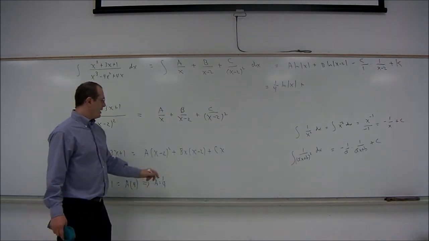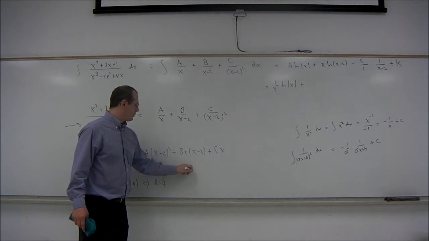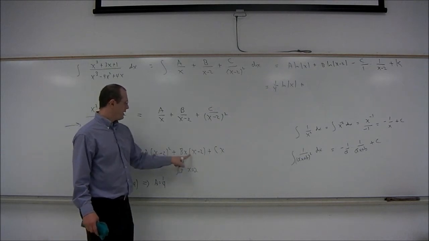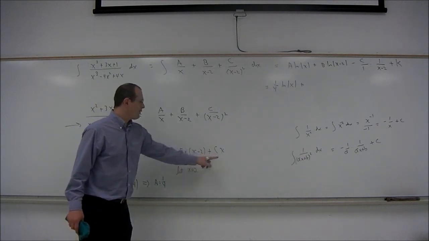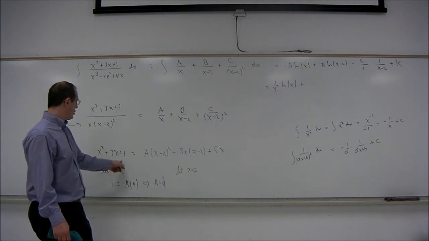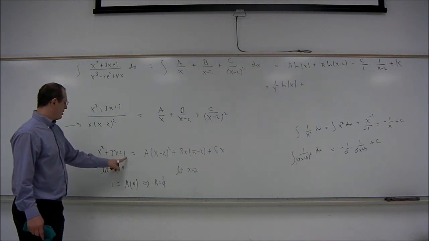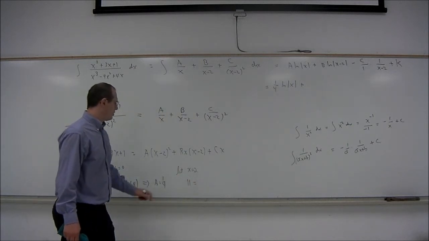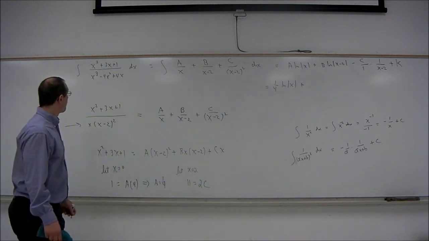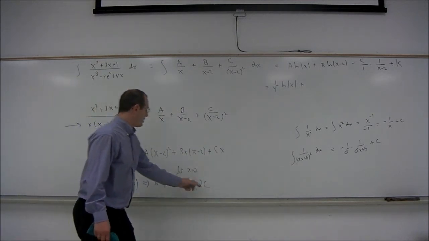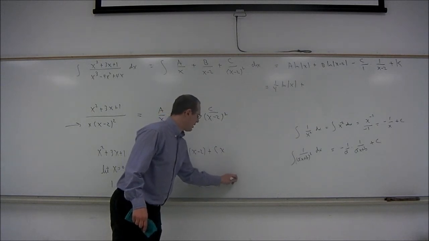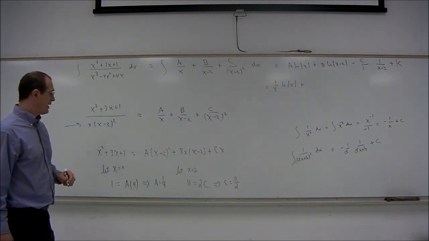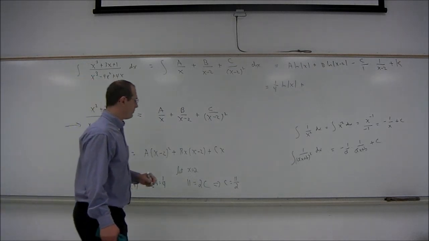Another value that we could plug in would be x equals 2. That way x minus 2 will be 0, so we'll get A times 0, and here we'll get B times 0, so we'll be left with C. So if x is 2, then this is 4 and 6 or 10, plus 1 is 11, equal to 2C. So C is equal to 11 over 2. I'll put that in the final answer in a moment. Let's figure out B first.